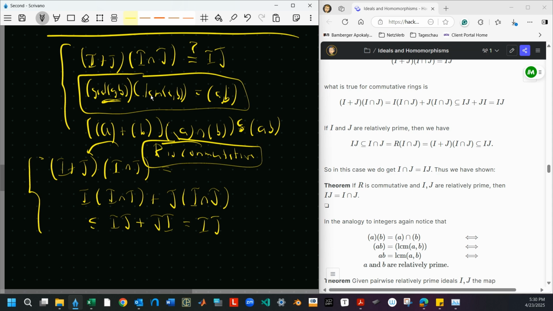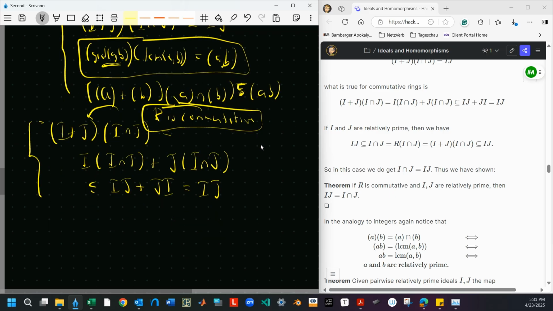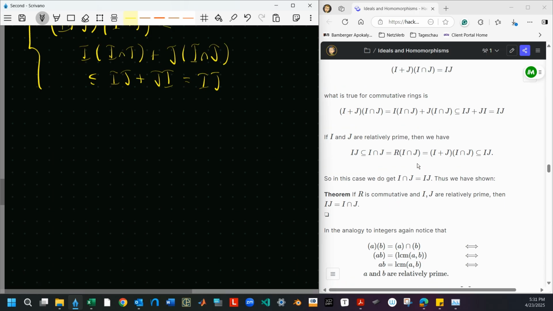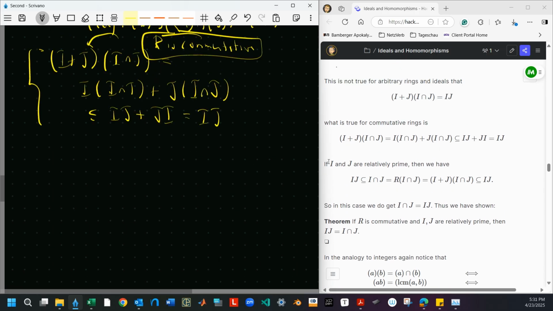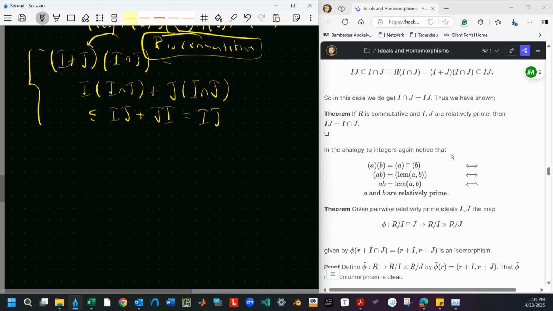Which is good, because we only got equality here. Sorry, I keep confusing myself. We only got equality here. No, we always get equality there. I'm getting myself confused. Okay, anyway, let's go on and see what I use it for.